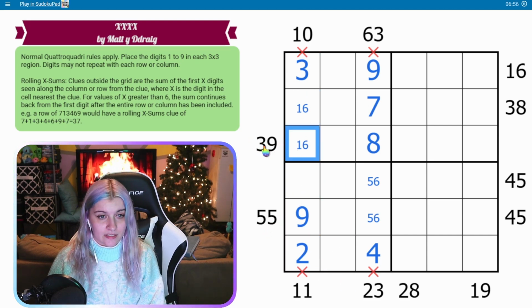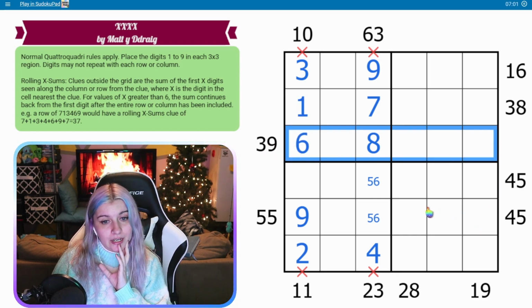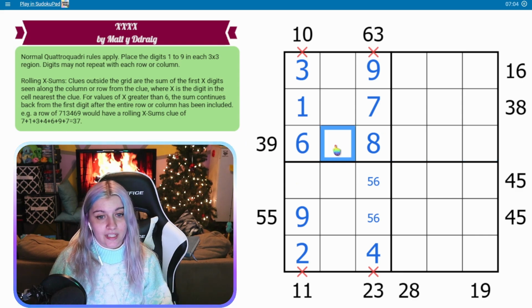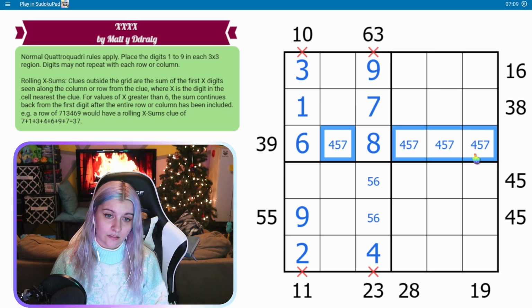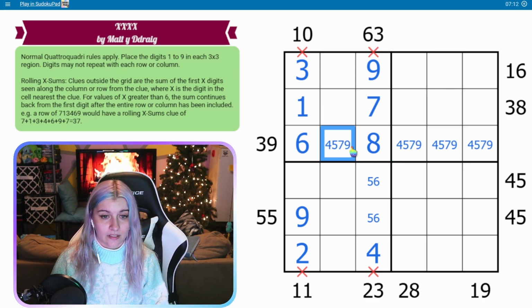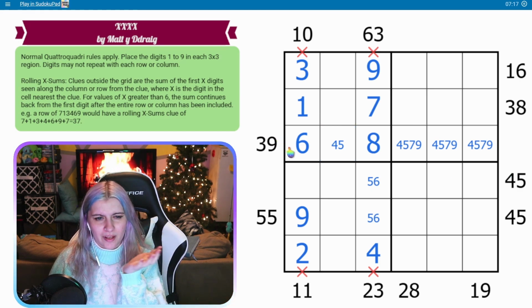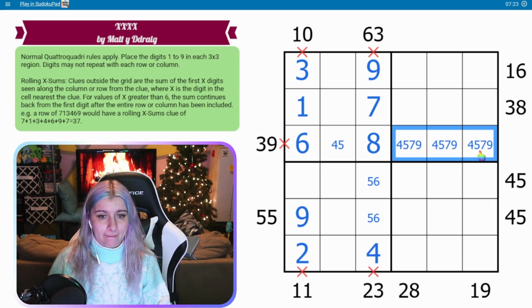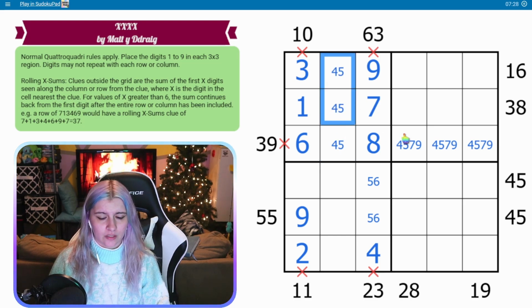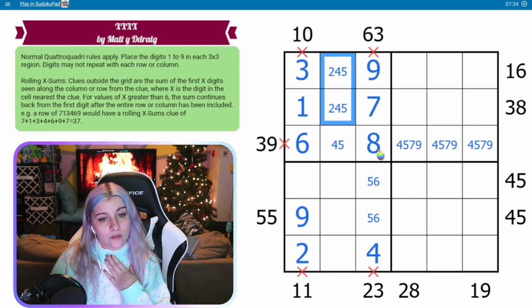This is not a 1. It is a 6 because there's a rolling X sum here. So these 6 numbers need to be 39. Oh, we know what that is. It's the 4, 5, 6, 7, 8, 9. Nice. This can't be a 7 or a 9, so it's a 4, 5. I'll go ahead and mark this one because we have them penciled. 7 and 9 definitely go here. Very cool, very cool. I could pencil what these are. 1, 2, 3, 4, 5, 6, 7, 8, 9.